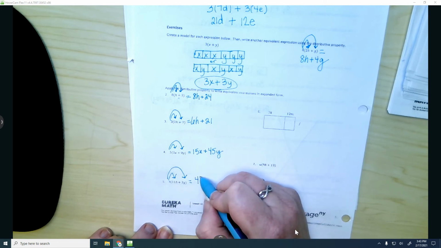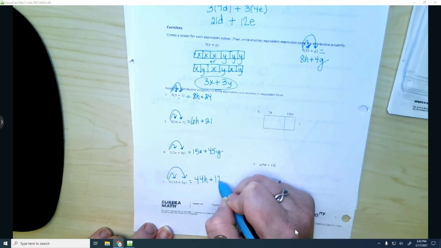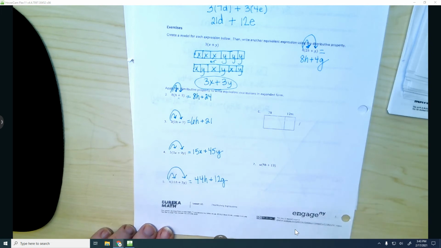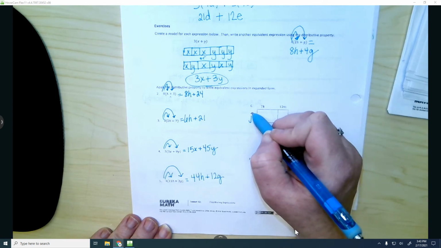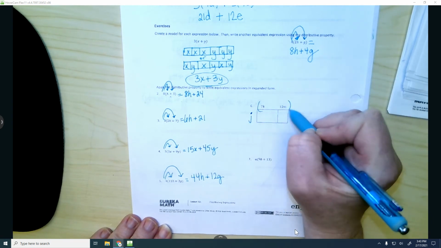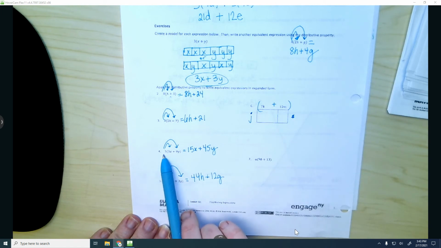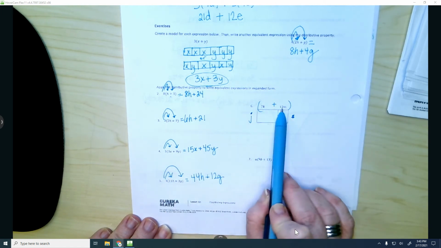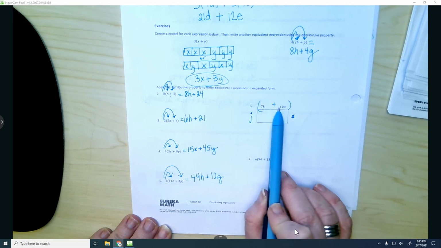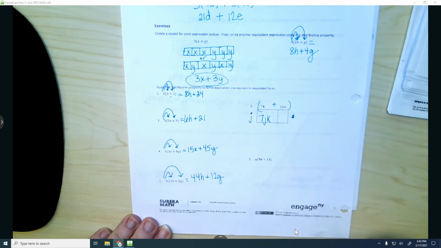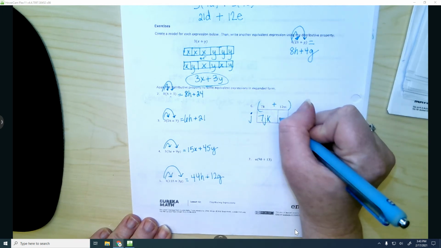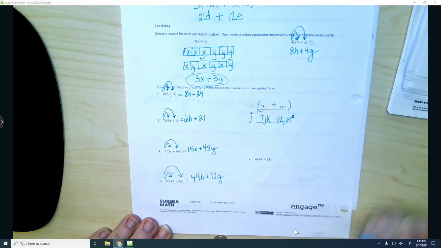Four times 11 is 44h plus 12g. I'm not going to go into this model as much, but I do prefer the letter to be on the outside. So you can think of it just like we have over here. We have a number on the outside and then the groups. So we have 7k plus 12m with j. We like to keep those letters in alphabetical order if you can. Again, you won't see models like that on your checkpoints, so I wouldn't worry too much about it.